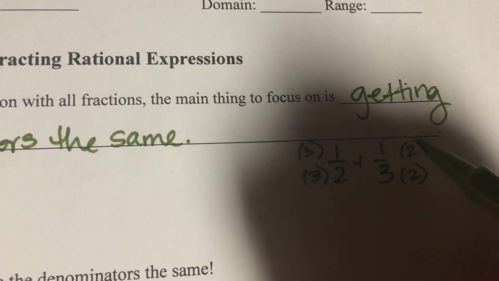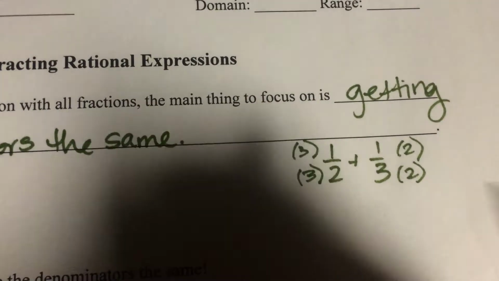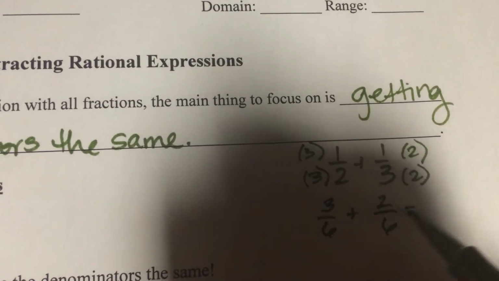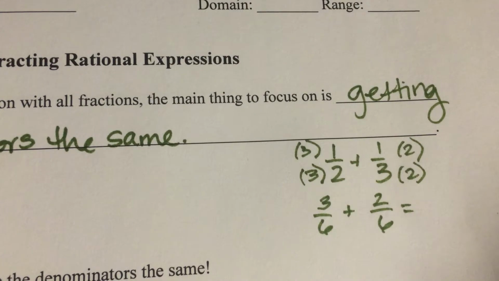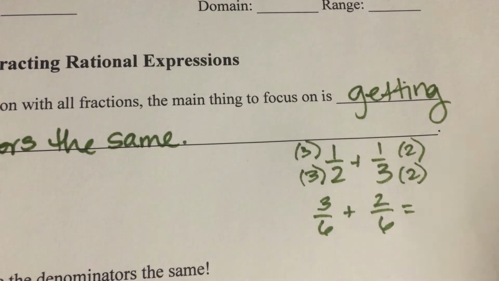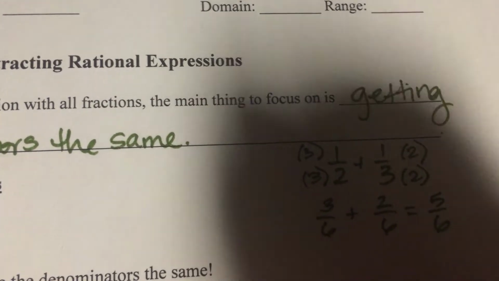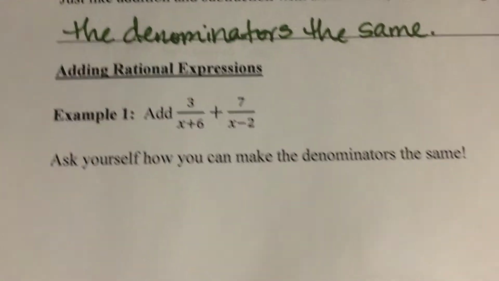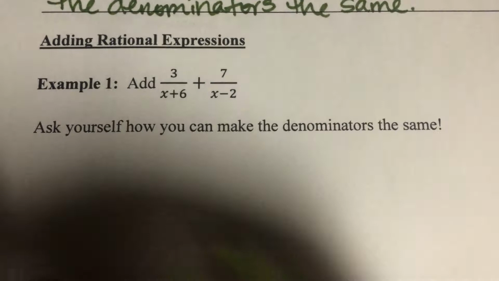And this bottom and top by 2. And then all of a sudden you've got 3/6 plus 2/6. And now you can add them together. And of course, when you add fractions, you just add the numerators. So that would be 5/6. And that would be your answer. So it's similar when you're doing rational expressions.